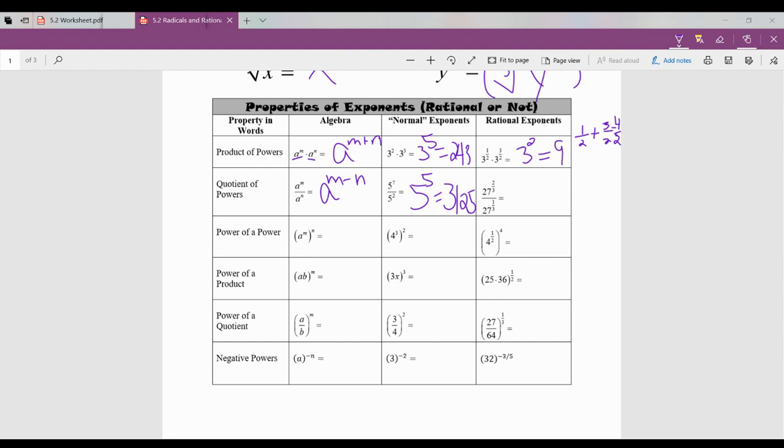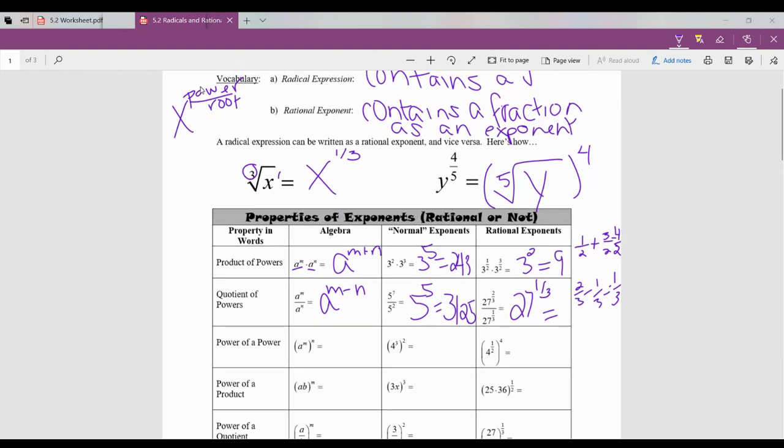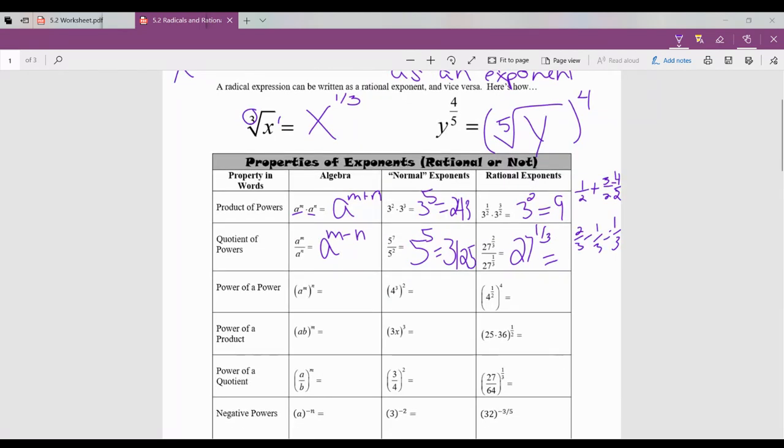Next one, we have fractions. Same idea, 27 to the, and we subtract 2/3 minus 1/3, which is 1/3. So that's 27 to the 1/3. But I can simplify that because it's power over root. So this is the cube root of 27 to the first power. The cube root of 27 means what number times itself 3 times will give me 27? That's 3. So I can simplify that further.